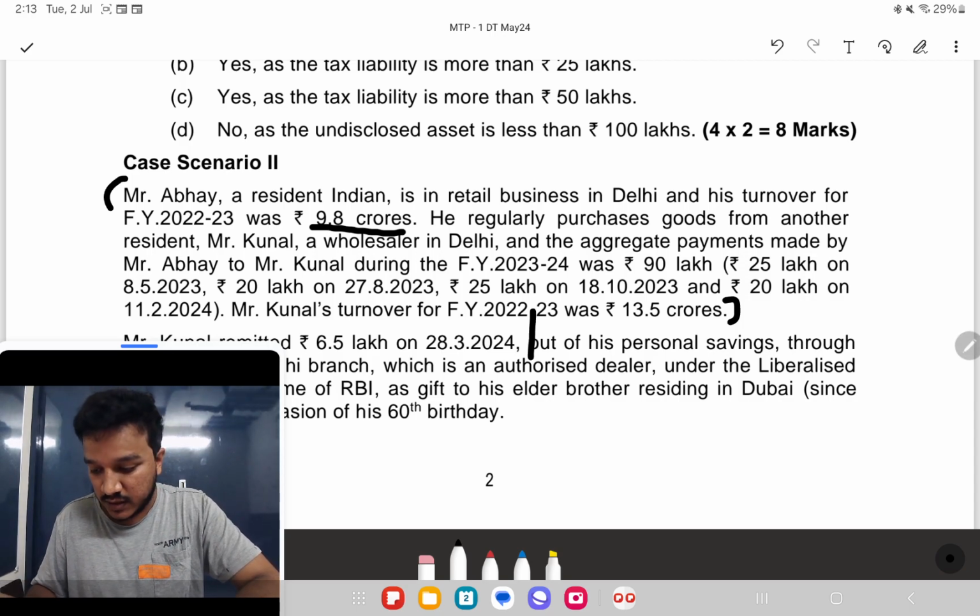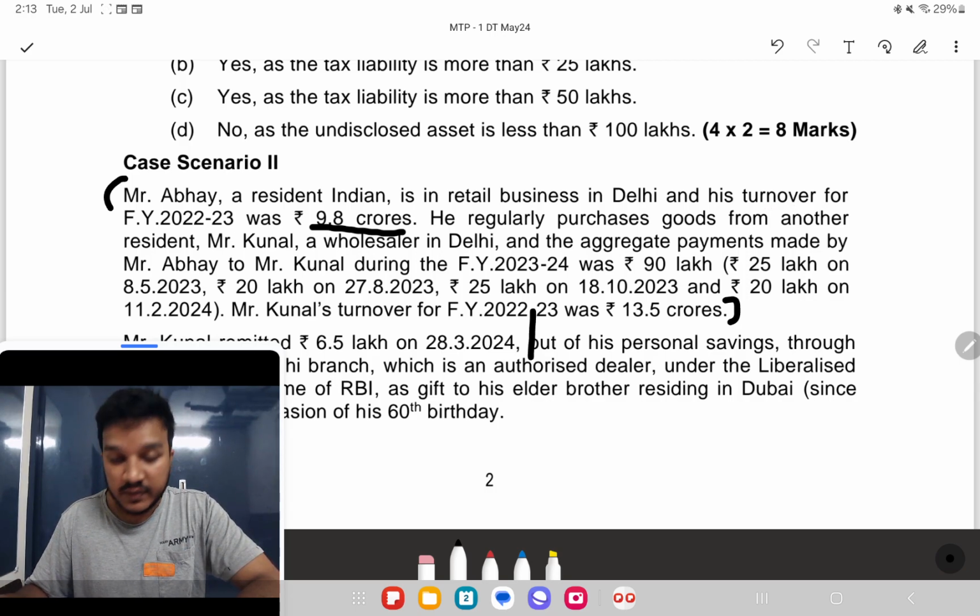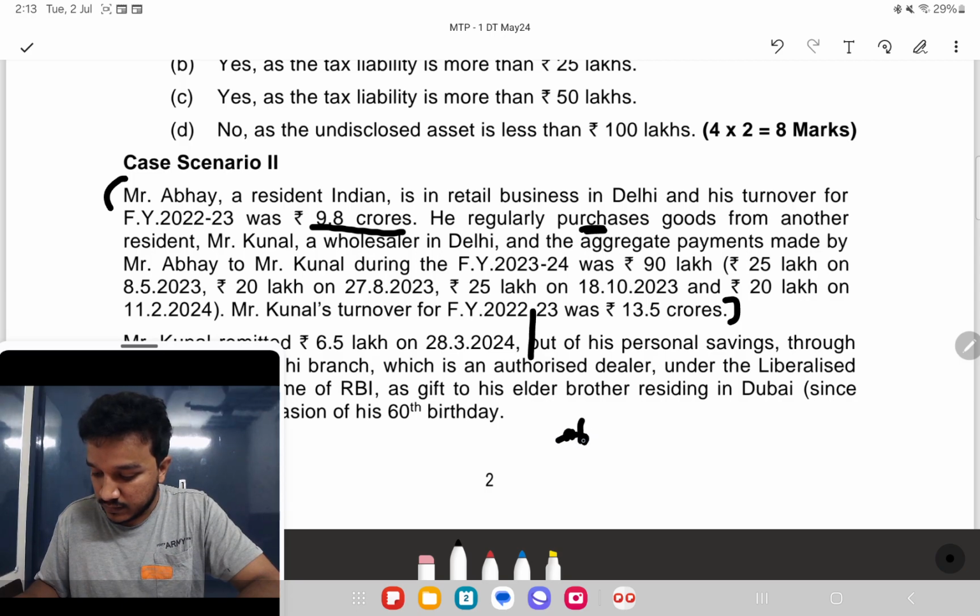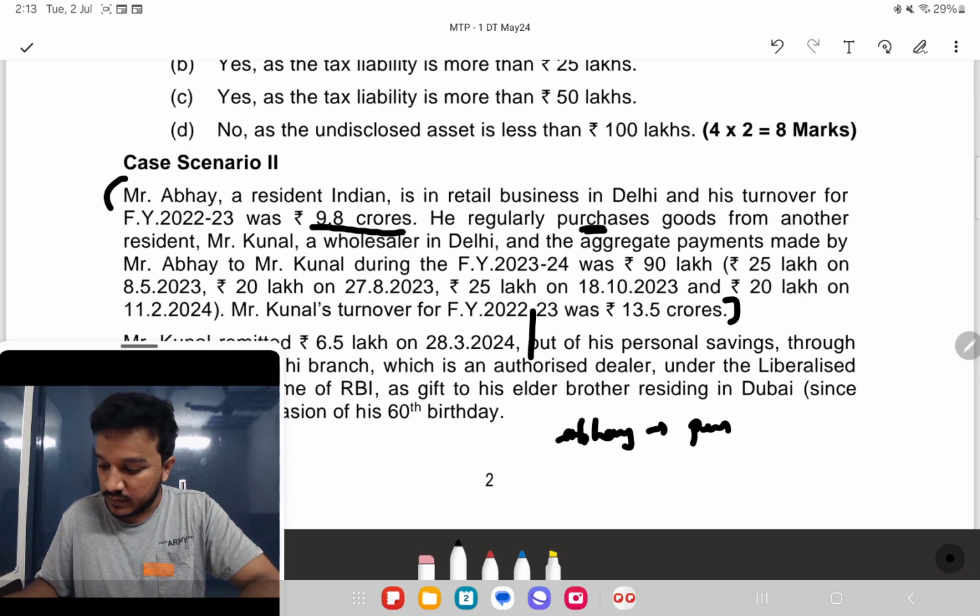Mr. Abhay, a resident Indian, is in retail business in Delhi. His turnover for the previous year is 9.8 crores, which is less than 10 crores. First point, he regularly purchases goods, so he is a purchaser. Abhay is a purchaser.